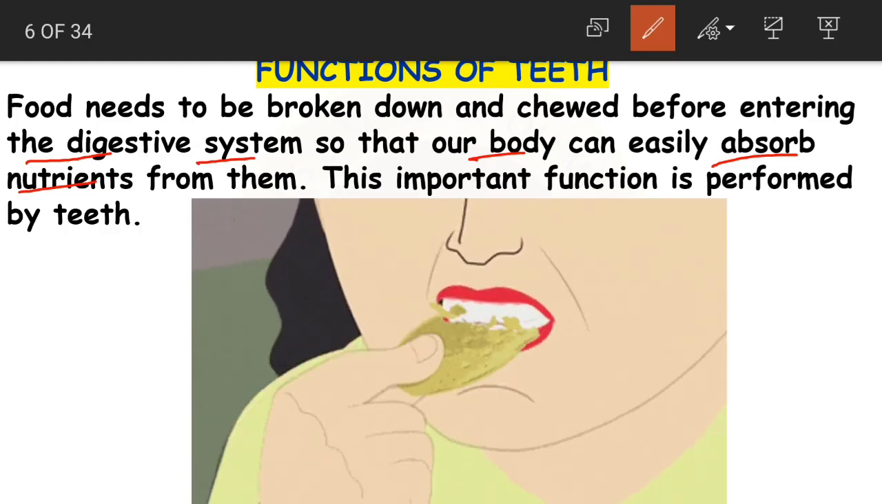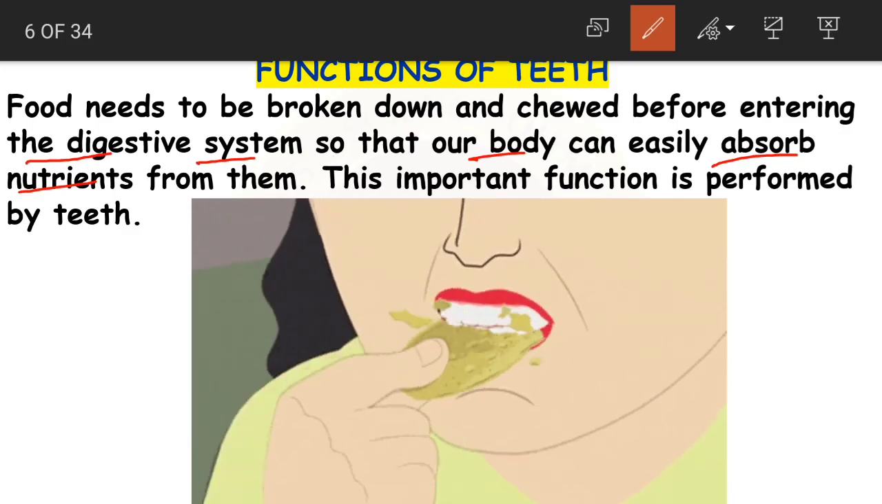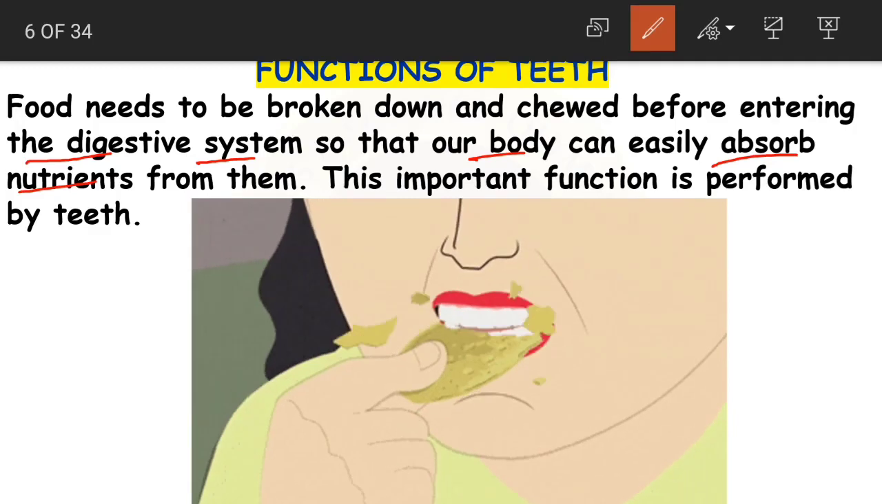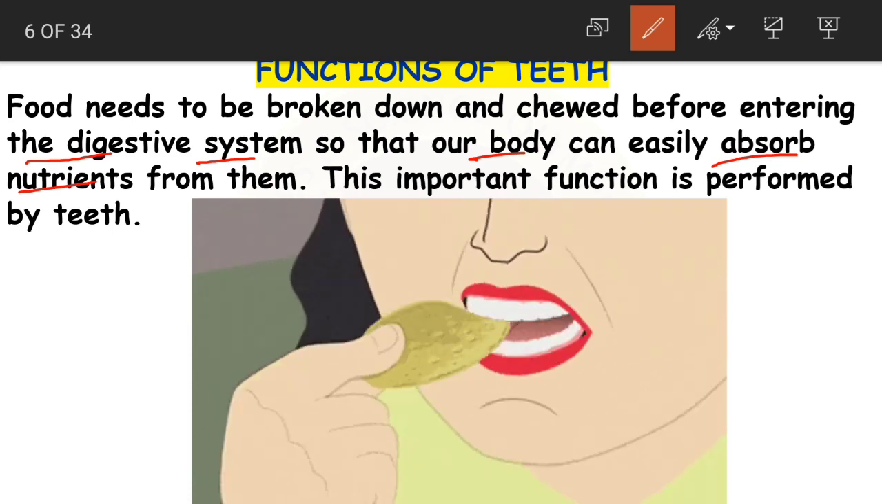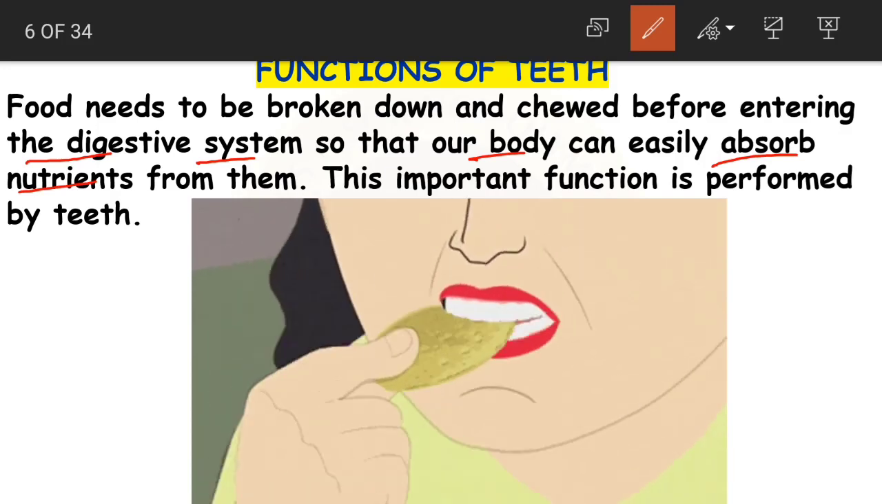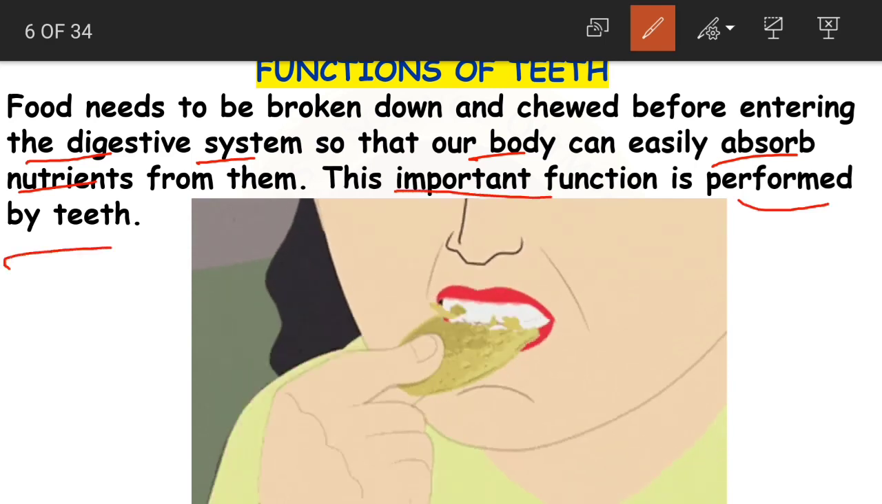So how do we give the nutrients? Through food. And this food, we cannot just swallow it. If you swallow the food as it is, it is not going to get digested in our stomach. That is again going to harm our digestive system. So you have to break it down, chew it into small pieces, then it is going to enter properly into the digestive system. Okay, children, this is a very important function which is performed by the teeth.